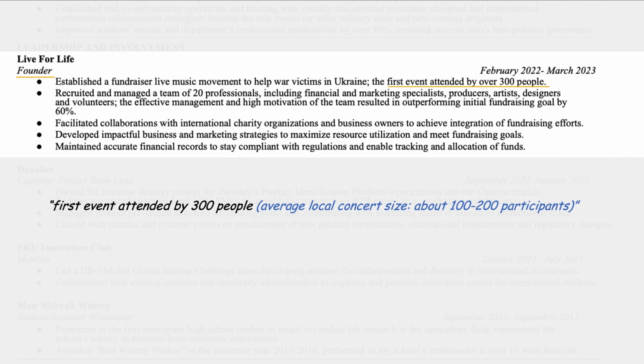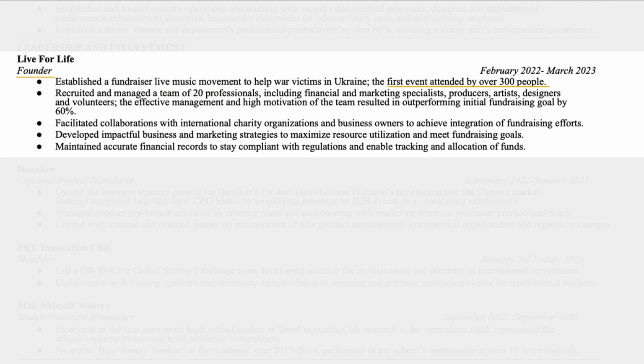And that brings us to the second bullet point where she talks about fundraising. Team of 20, effective, high motivation, outperforming by 60%. Here she should not have included the adjectives, so effective management and high motivation, because the numbers would be enough. As for the numbers themselves, though, the initial fundraising goal is a bit ambiguous because it's unclear where the initial goalpost was. I get that she wants to demonstrate efficiency, but efficiency is not about meeting goals, but about delivering the most output with the least resources.